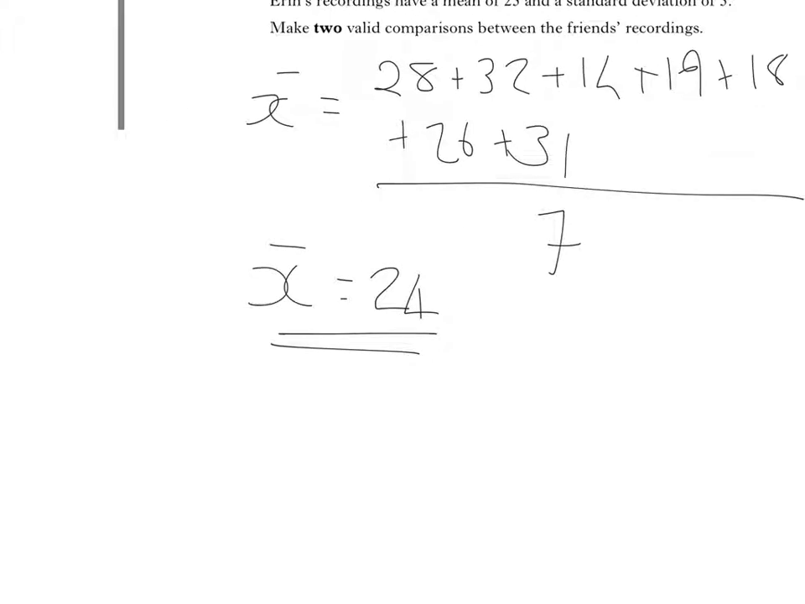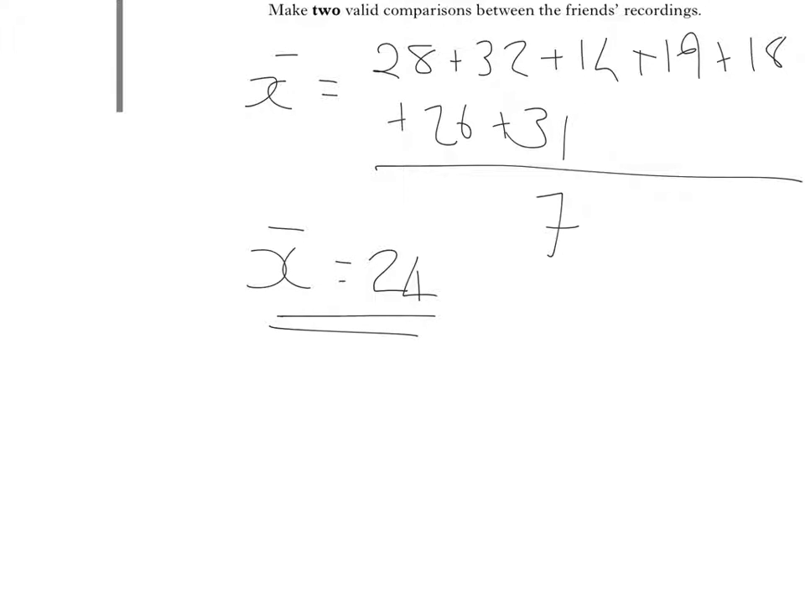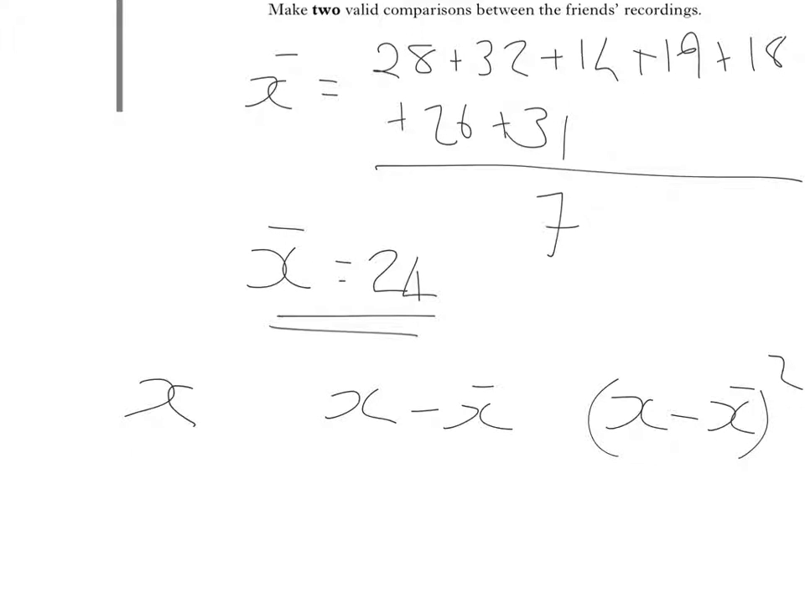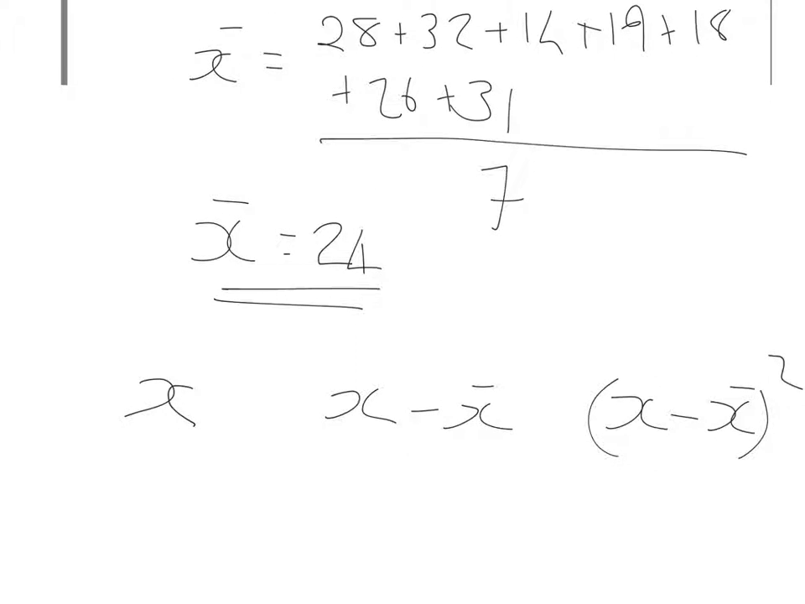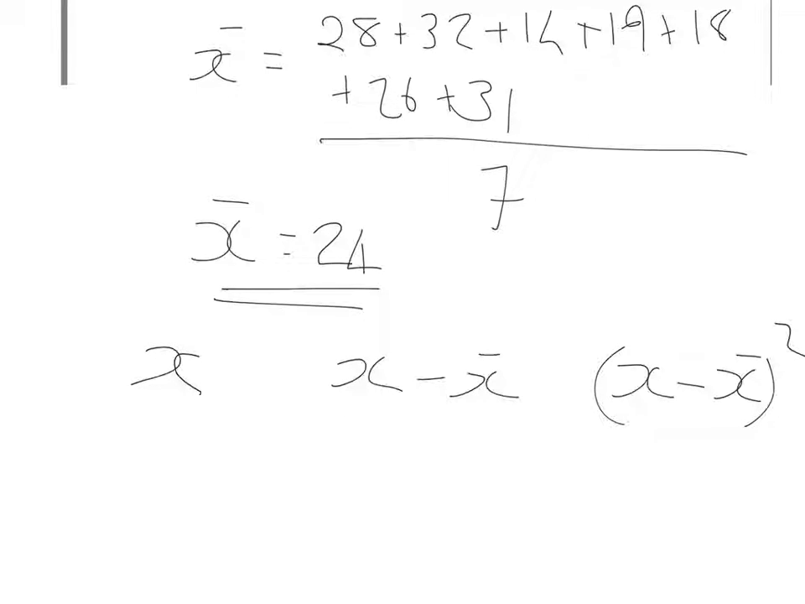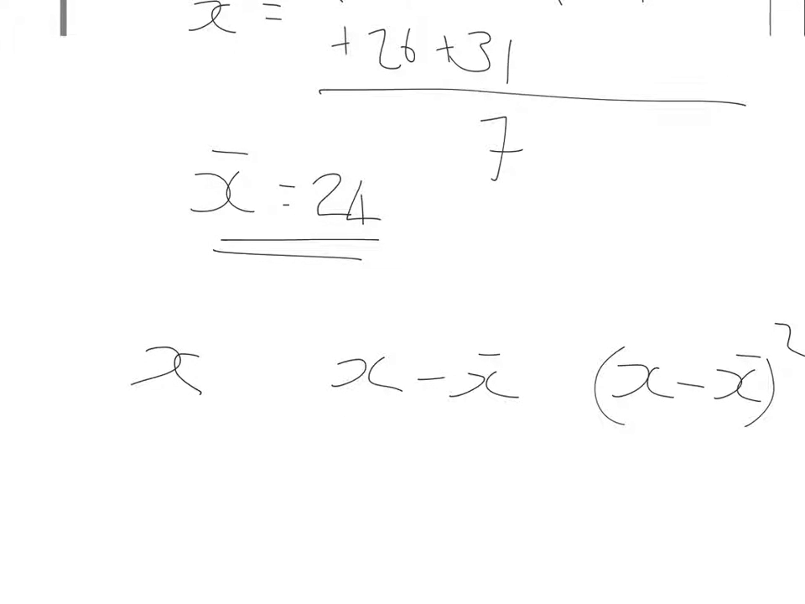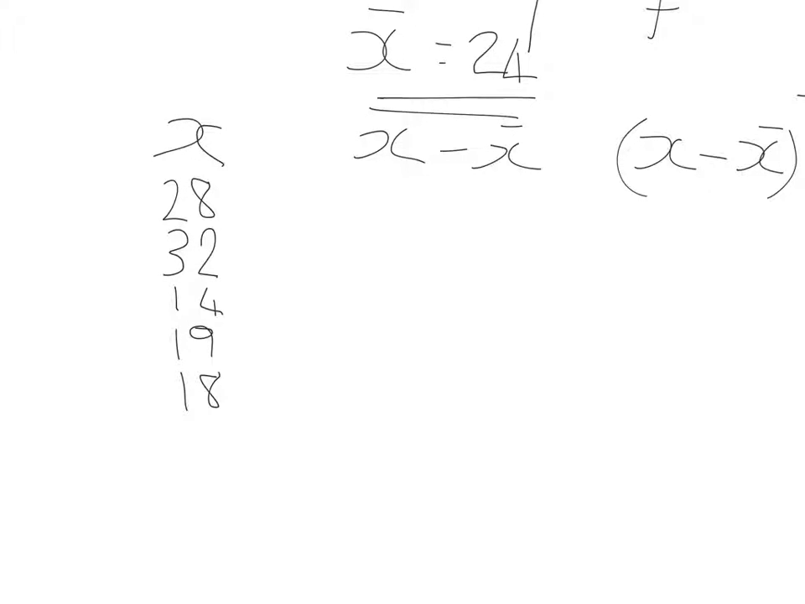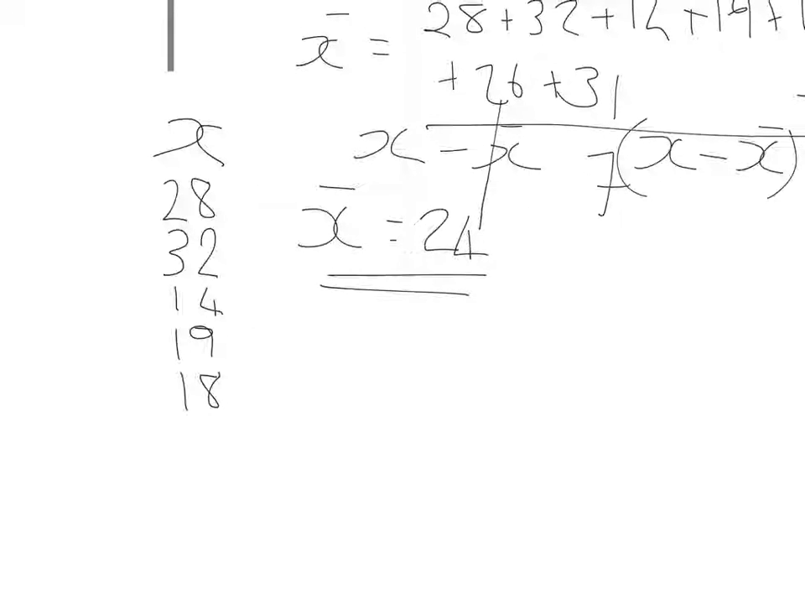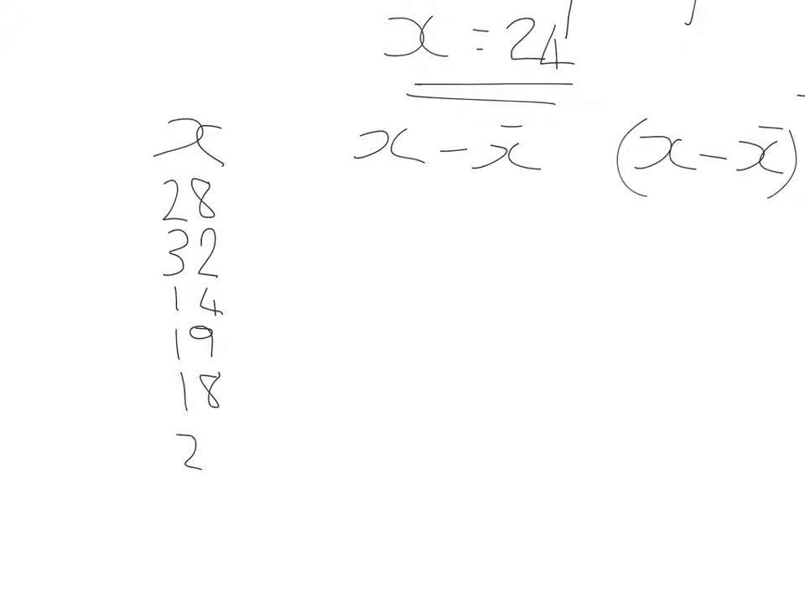So again, we're going to set up the columns for standard deviation. So the three columns again are x, x minus x bar, and x minus x bar squared. For x, it's just all the numbers in the sample. So that's going to be 28, 32, 14, 19, 18, 26 and 31. So I calculated the mean to be 24.